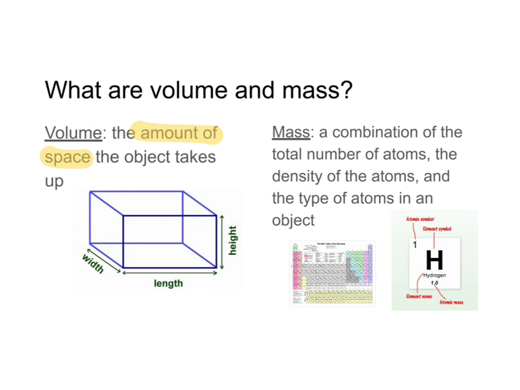In math, we calculate volume by taking the width of an object, the length, and the height, and we multiply them together. Even objects that look like they're flat, like a piece of paper, have volume to them.